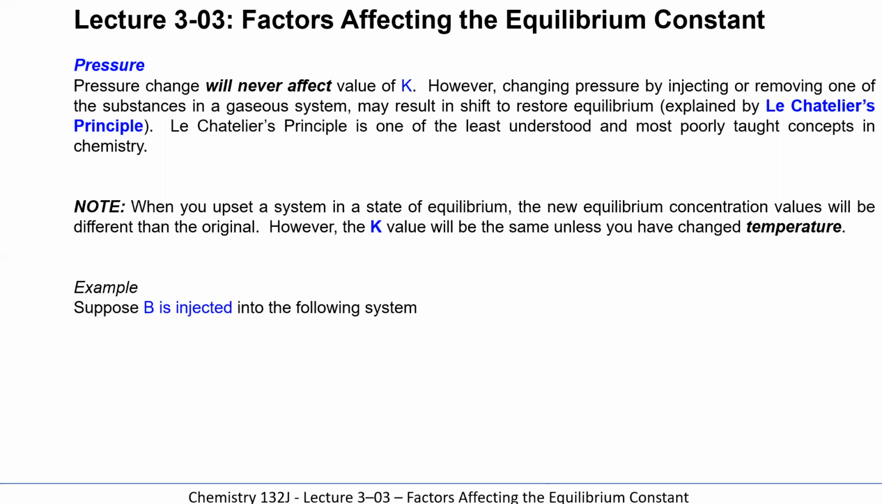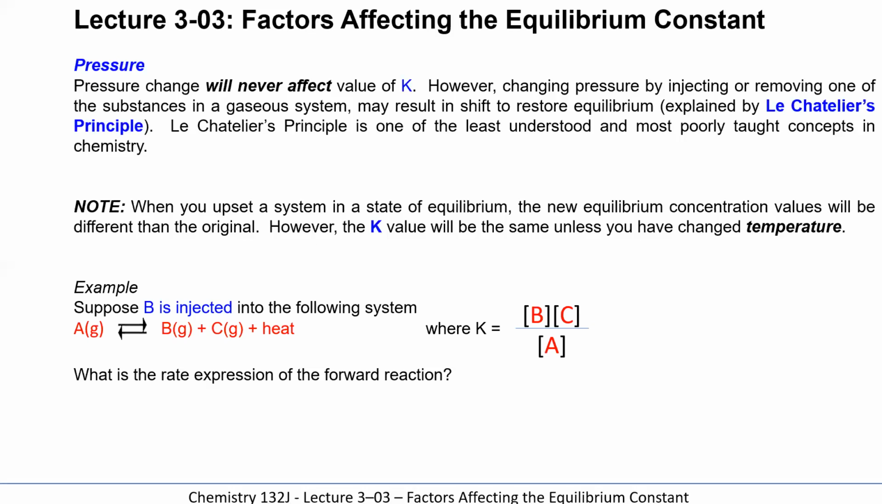Assuming this system stays at the same temperature, the system is A in equilibrium with B and C. And notice it's an exothermic reaction written with the reactant A on the left and products B and C on the right. So K will equal the concentration of B times the concentration of C divided by the concentration of A. So the rate expression for the forward reaction is only going to depend on A.